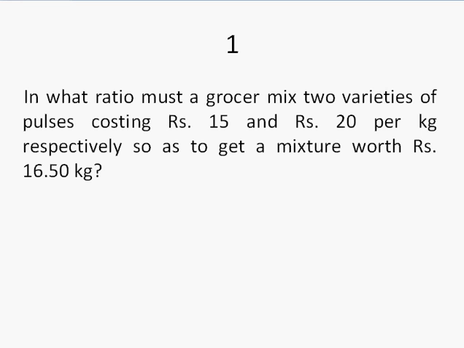The question says, in what ratio must a grocer mix two varieties of pulses costing rupees 15 and rupees 20 per kg respectively, so as to get a mixture worth rupees 16.50 per kg? So we have two quantities, 15 and 20, and we want a mixture which will cost rupees 16.5 per kg. We can create a small chart. I'll put 15 here, 20 here, and the mean price as 16.5.